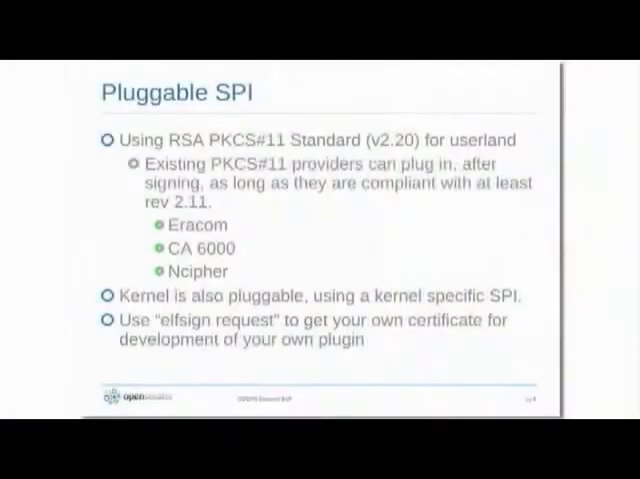And if you want to make your own, unfortunately, due to some U.S. export regulations, you can't just plug anything in. You do need to get a certificate issued from Sun. It's very easy to get. There's a command called elfsign, and that has a sub-option called request. So elfsign request gets you that, and you send in the request to Sun. We send you back a certificate, and you're plugging away.